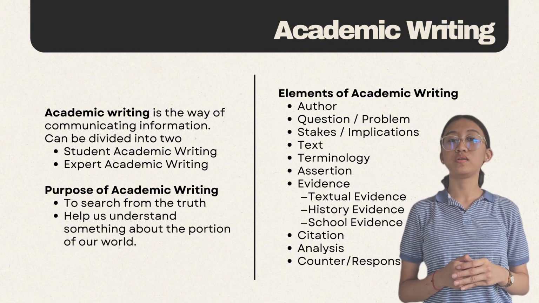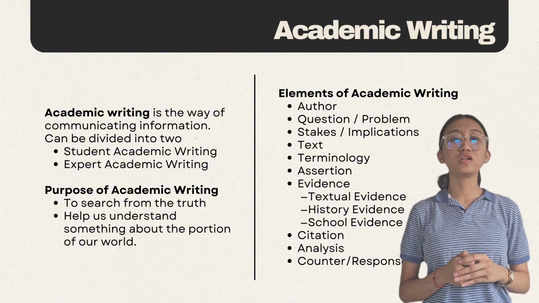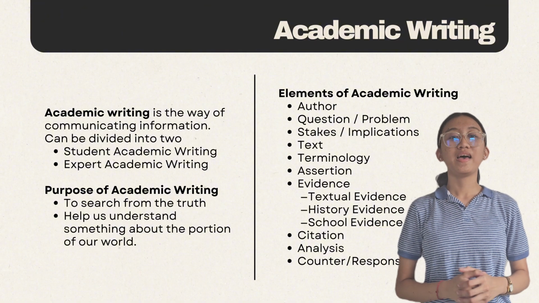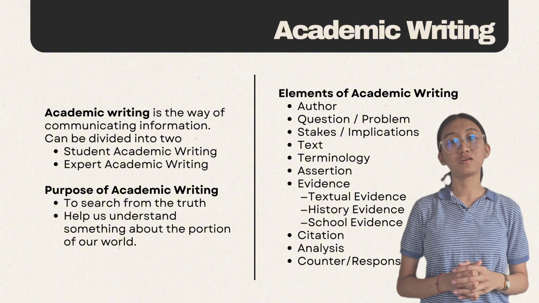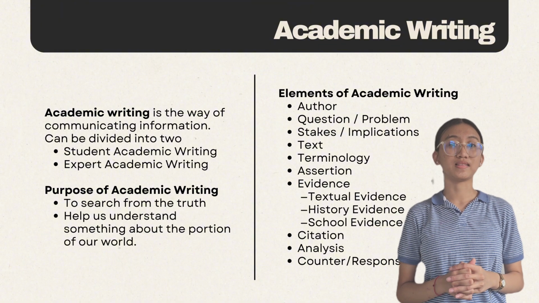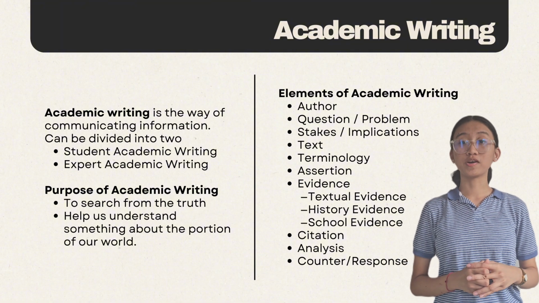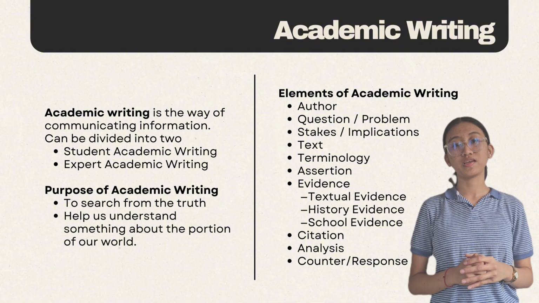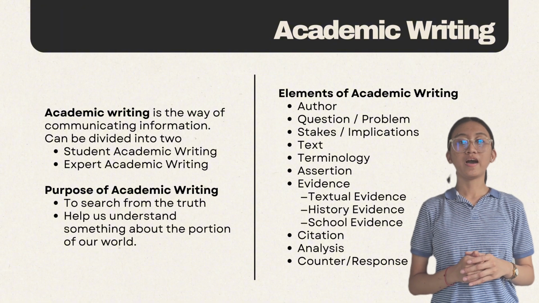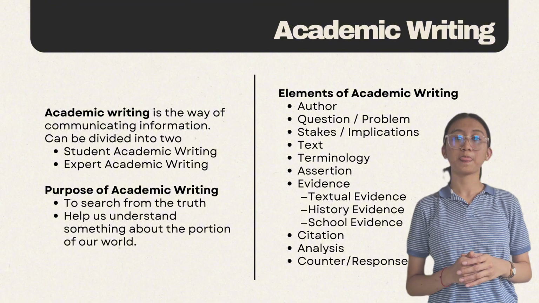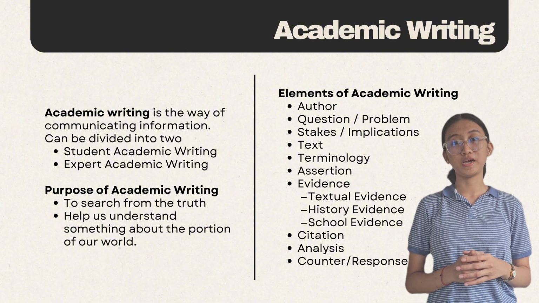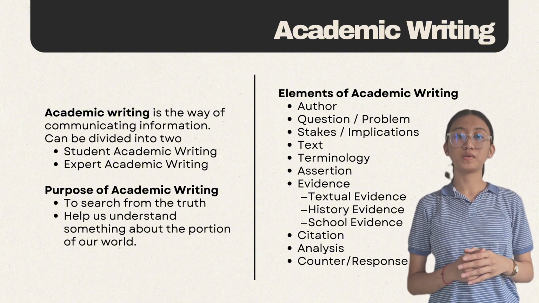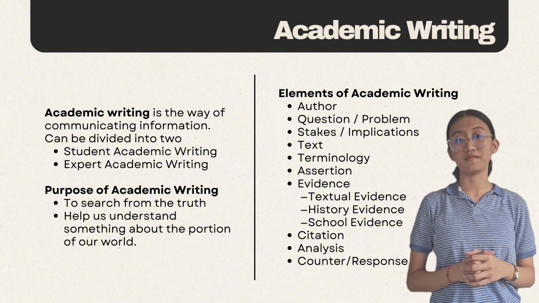Other elements include the text being discussed, the terminology or key terms used, and most importantly, the evidence. Evidence can be textual, historical, or scholarly, and it strengthens the writer's claims. Of course, all evidence must be properly cited, both to respect the original authors and to avoid plagiarism. After evidence, we move to analysis, which explains and interprets the information. Finally, there's the counter or response, which shows objectivity by considering other perspectives.